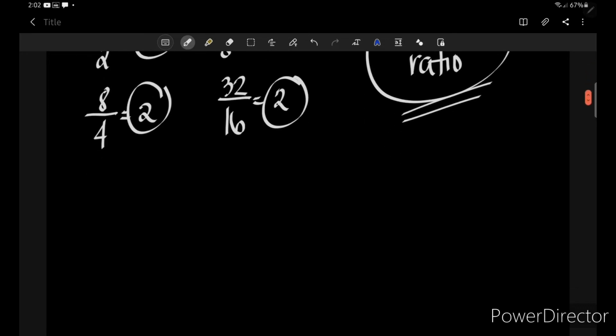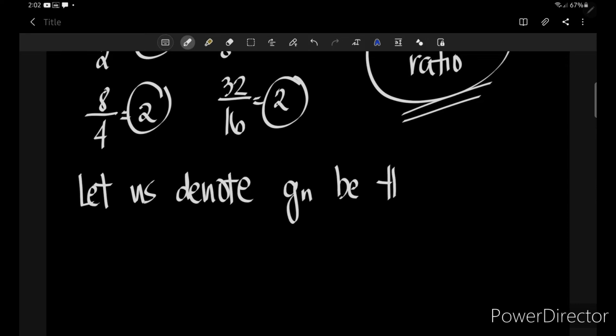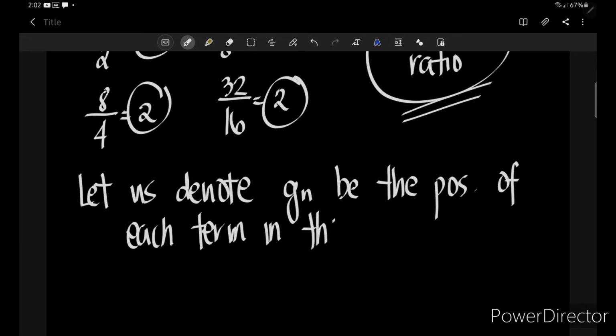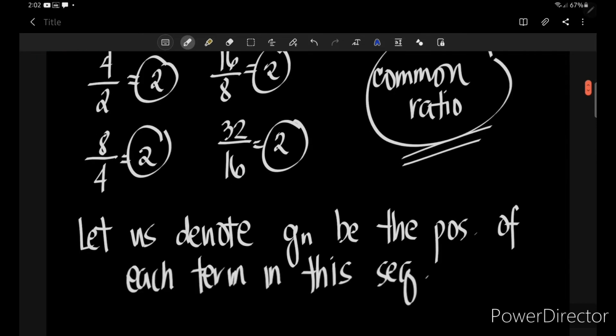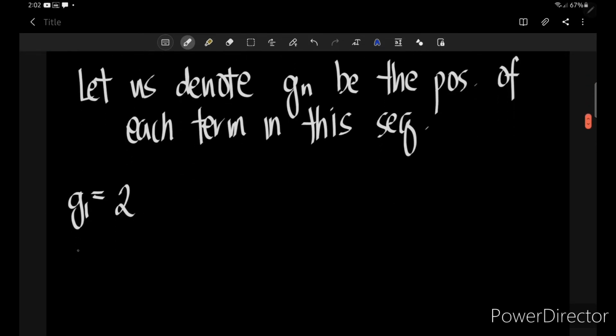Now, let us denote G sub n be the position of each term in this sequence. Okay, so that we have G sub 1 and that is 2. Okay, that's 2. G sub 2 ay makukuha natin kapag nagmultiply tayo ng 2 sa first term. So, that is 2 times 2. Right? So, meron tayo dito 4.